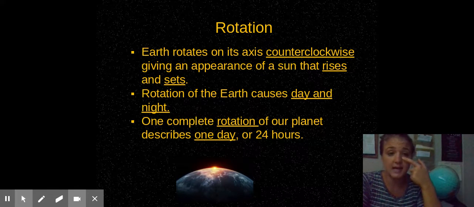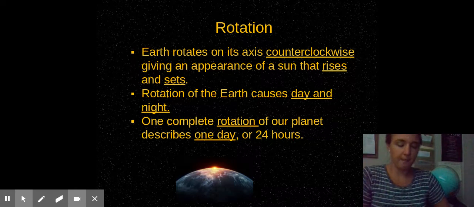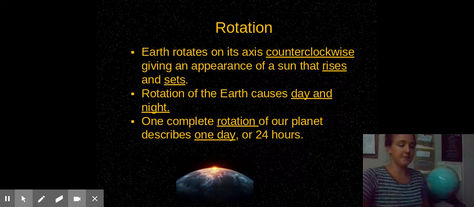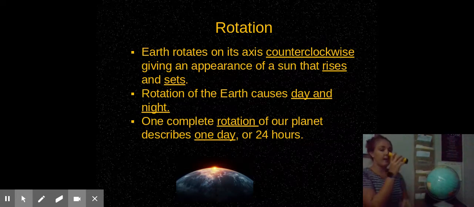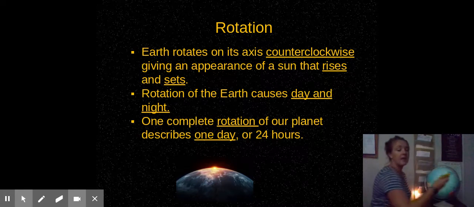Earth rotates on its axis counterclockwise, that's the direction it spins, giving an appearance of a sun that rises and sets. Here's where we're going to get to what we talked about yesterday, in the changing shadows notes number 1. We talked about how it looks like to us the sun is actually moving from one side of the earth to the other, right?